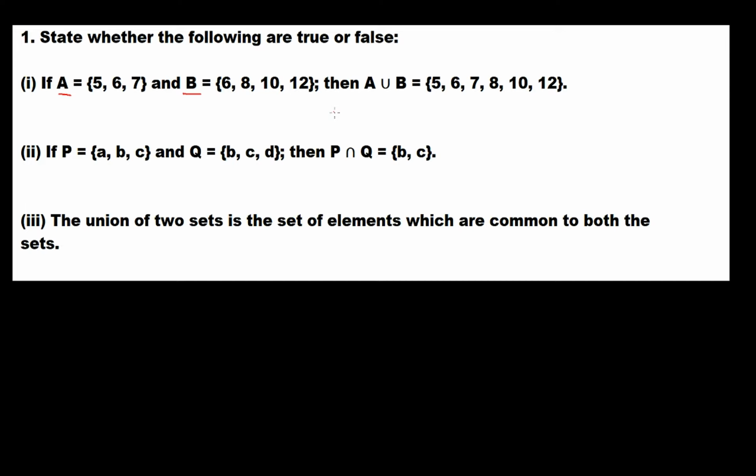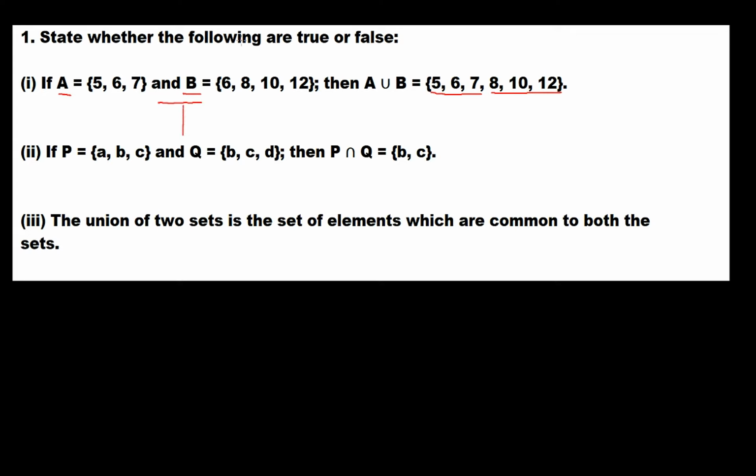So let's look at set A first. Set A has 5, 6, and 7. Does the union set have 5, 6, and 7? It sure does. So let's look at set B. Set B has a 6, and so does the union set. And B has 8, and 10, and 12, and so does the union set. So the union set contains everything from the individual sets, and let's look, it doesn't have any duplicates, so the statement is true. That is the union. Let's move on to the next one.